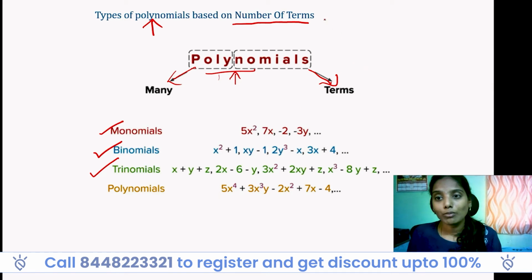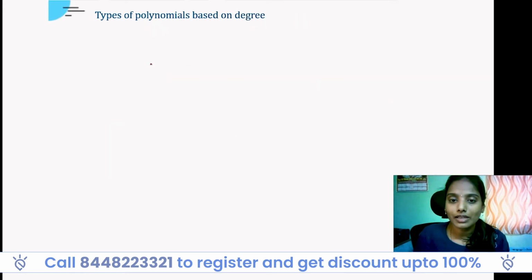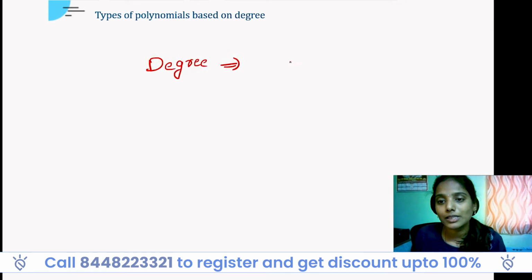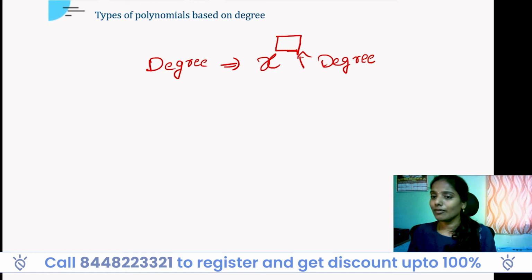One more thing, based upon degree. See here, it has 2 degree. It has 1 degree. Here also 1 degree. And here it has 3 degree. What is degree? Degree means the power, the exponent of x. Whatever the power of x is, that is called the degree, the degree of the variable.